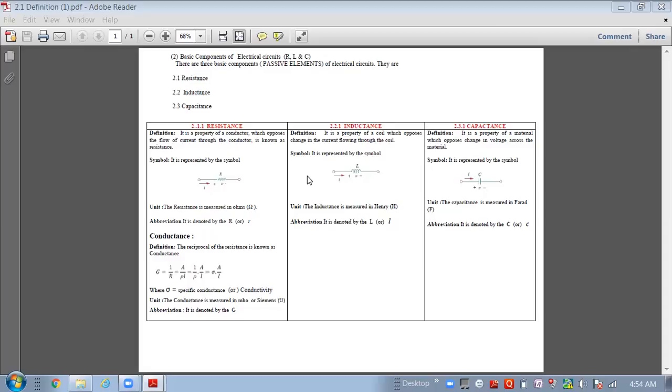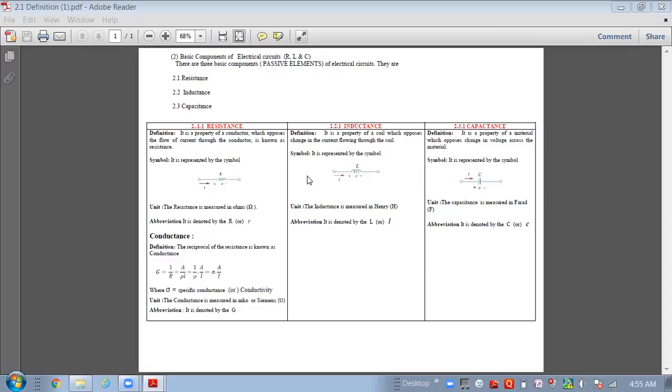So these are the different definitions, units, abbreviations, and symbol for resistance. And we have studied about conductance also. It is nothing but the reciprocal of resistance, capital G is equal to 1 by R, and the units are mho or Siemens, always represented by capital G.